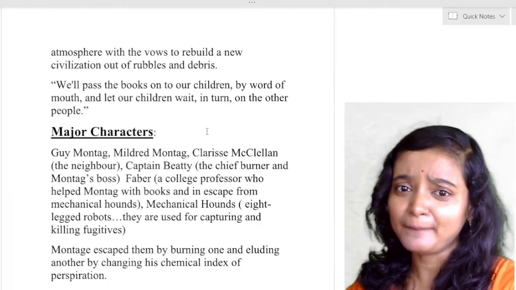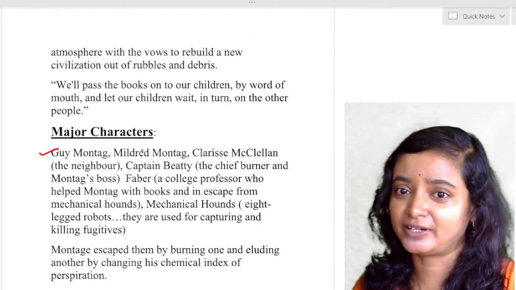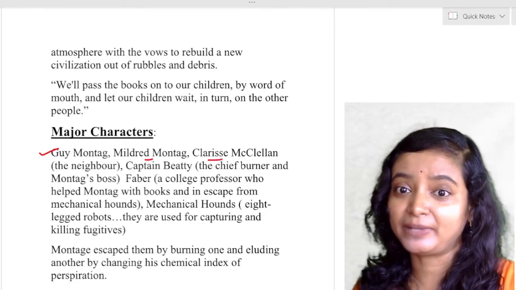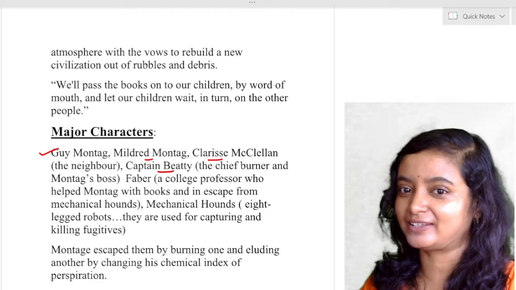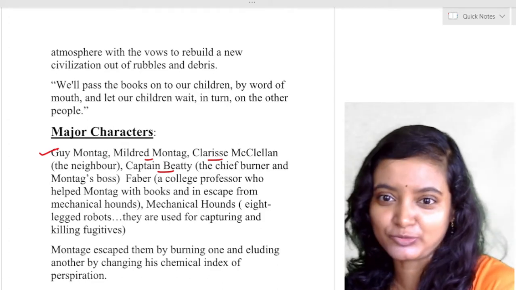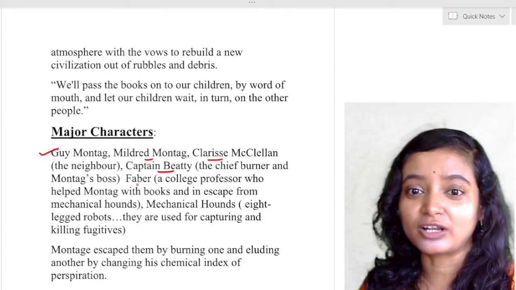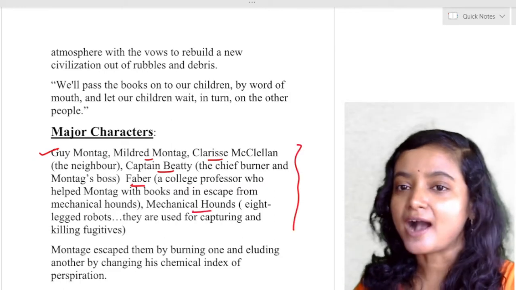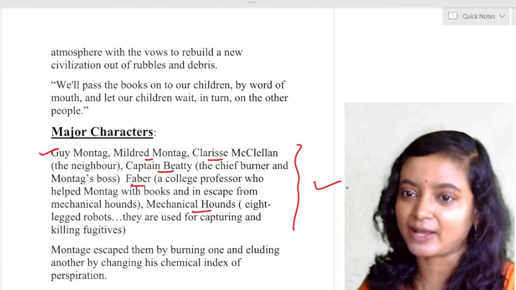Major characters: Guy Montag; Mildred Montag, his wife; Clarisse McClellan, neighbor; Captain Beatty. Captain Beatty is the boss who will send the mechanical hounds behind him. Faber, the college professor who helped him; the mechanical hounds. These are some major characters you have to keep in mind. Other characters are not so important, but keep in mind these characters.